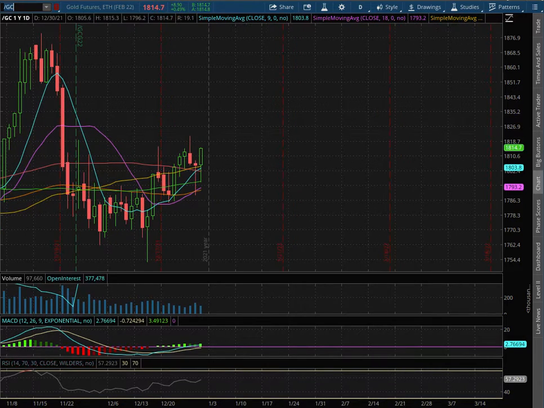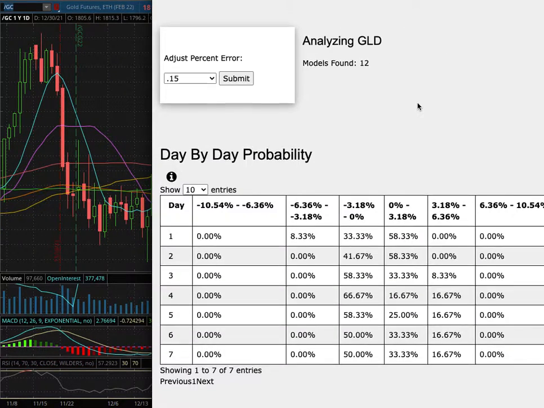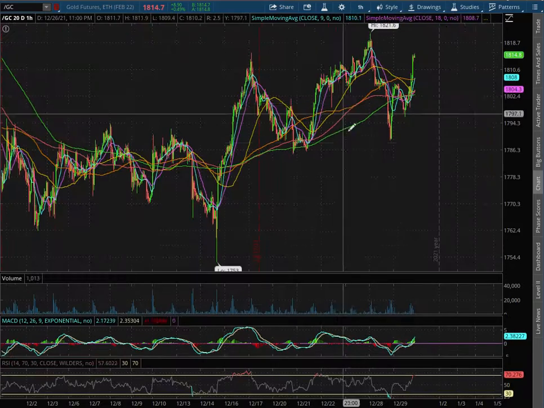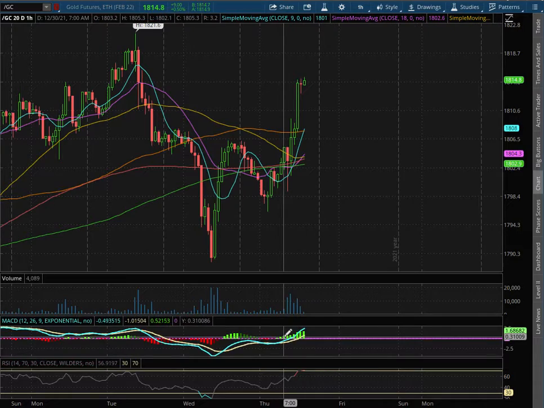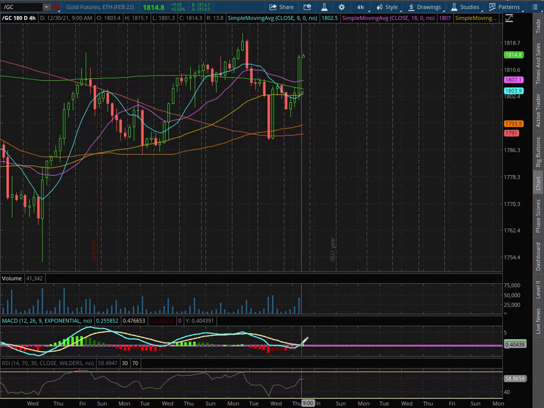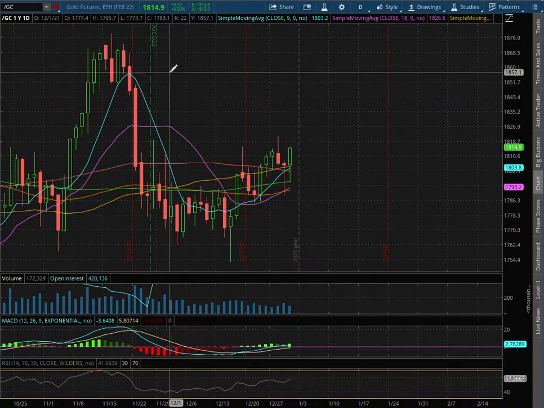Gold futures. In this video, we'll be going over my trade idea of the week and the day-by-day probability model. So let's start off with the technical analysis on the weekly chart. We are back into positive MACD. We're at overbought levels with the RSI. On the 4-hour chart, we remain in slightly positive MACD, seeing signs of a convergence. As we extend that further to the daily chart, we are approaching positive MACD.